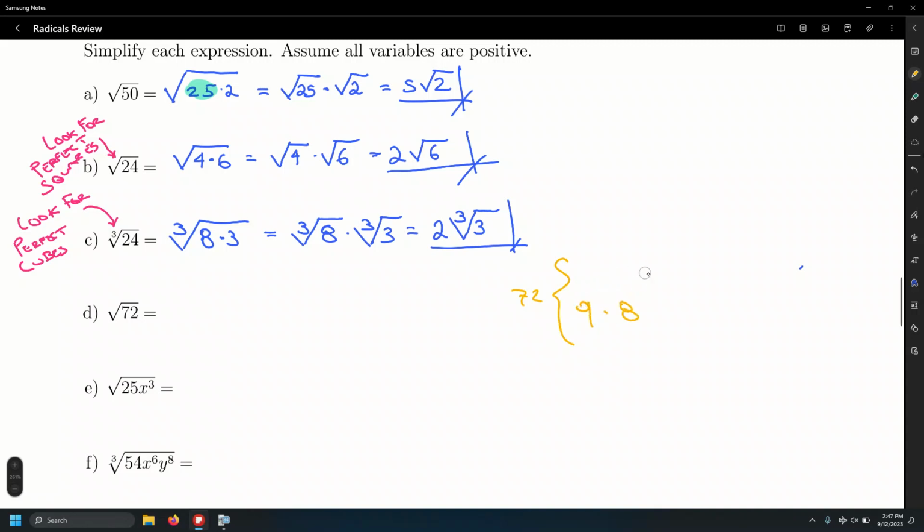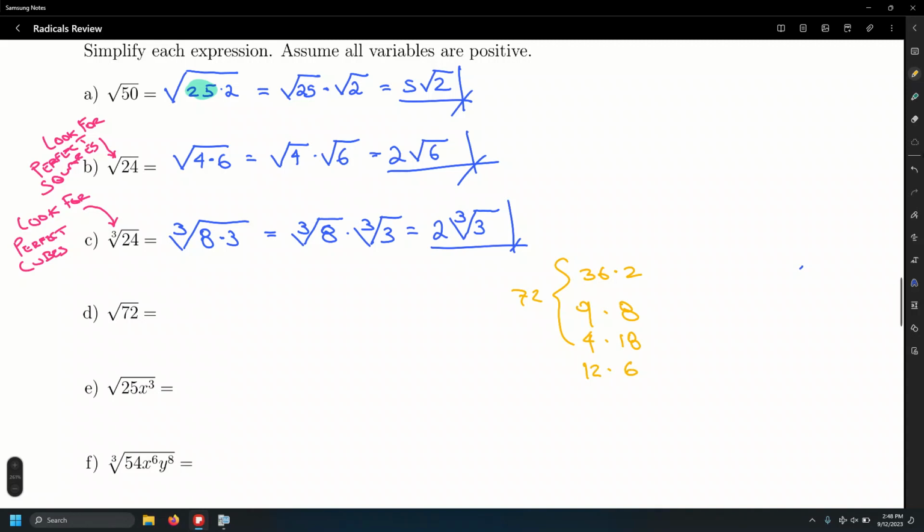I would like to write the perfect square first. And is there another possibility? 18 and 4, potentially, yes. 4 times 18. And I believe 12 and 6, right? 12 times 6. So do you see how there's a bunch of ways to do this?